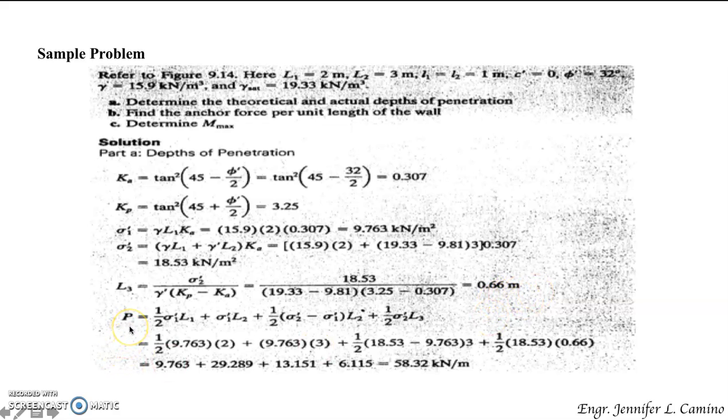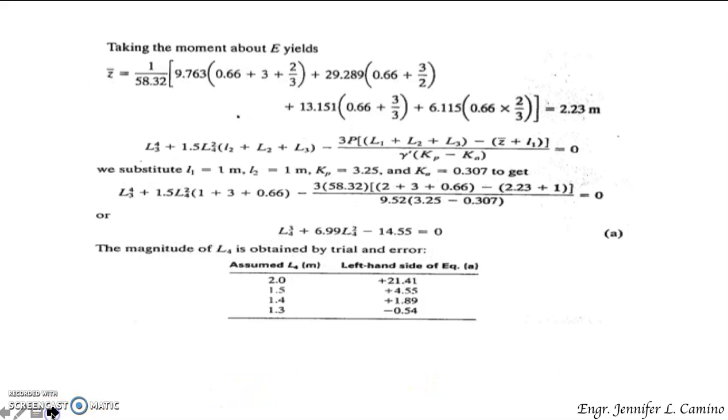And our P, the total force acting on the sheet pile, is equal to this equation. We substitute L1, sigma sub 1, L sub 2, sigma sub 2, and L sub 3. We get now 58.32 kilonewton per meter. And we take a moment about point E from our figure 9.14.